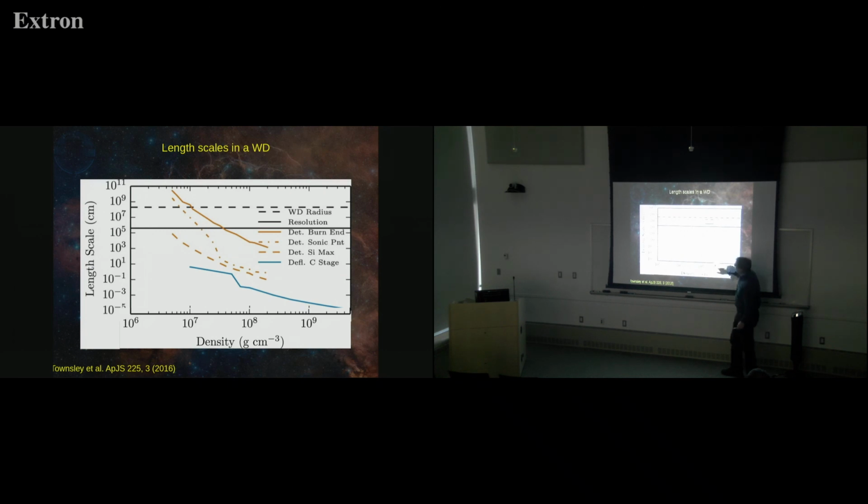And on this plot, the dashed line indicates the radius of the white dwarf. And the solid line indicates 4 kilometers, which is about what we could resolve in a 3D simulation. So what that says is that at the high densities, which is in most of the star, almost everything is below what we could resolve. And that's going to answer the resolution question.